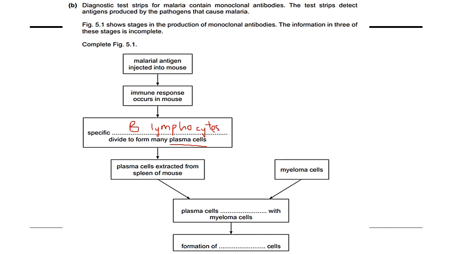Then plasma cells are extracted from the spleen of the mouse. Then you have the myeloma cells that are also added, and then the plasma cells will fuse. That is why they are called hybridomas. Well, you make hybridomas at the end. So they fuse with the myeloma cells to make hybridoma cells.